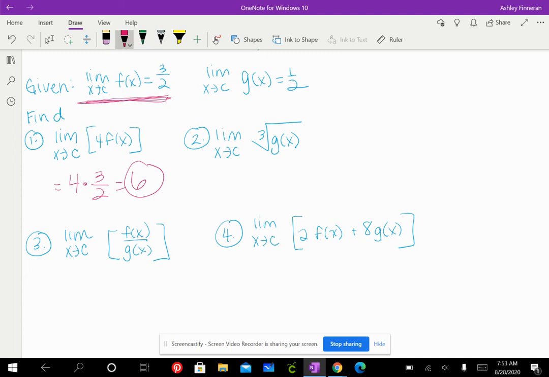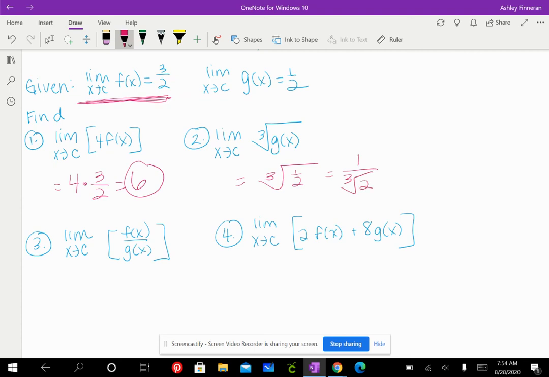The next one, we have the limit as x approaches c of the cube root of g of x. Well, we know that this is the same thing as a power. So if you remember from previous math courses, this is the same thing as g of x to the 1/3 power. So that means that I can treat radicals just like I can powers. So this limit will just be the cube root of whatever the limit as x approaches c of g of x was, which is 1/2. Now we know that the cube root of 1 is just 1, and the cube root of 2 will stay on the bottom.